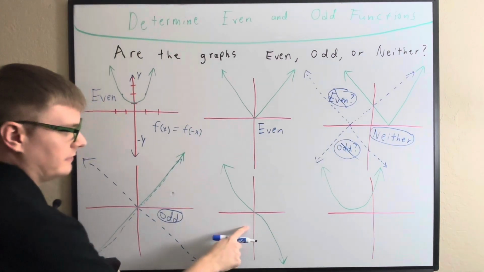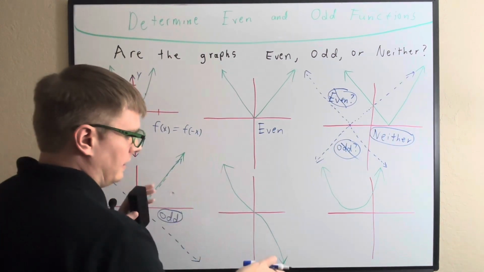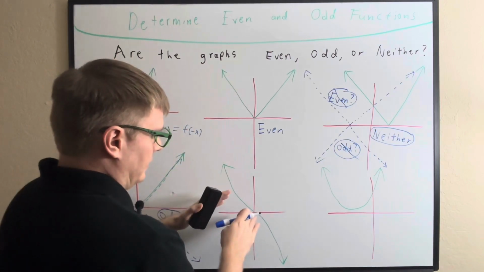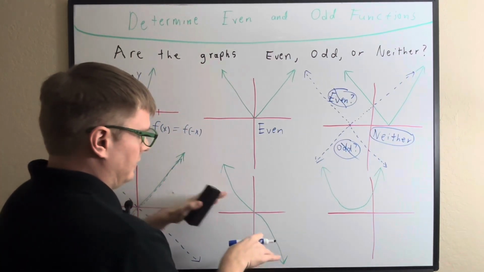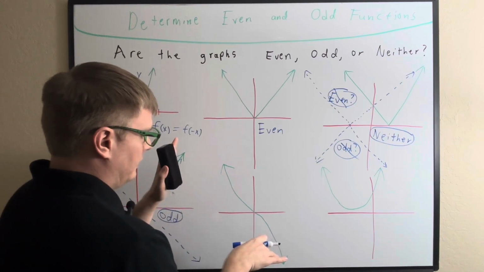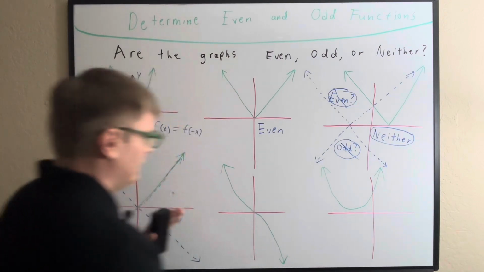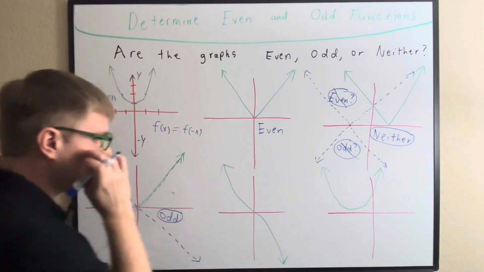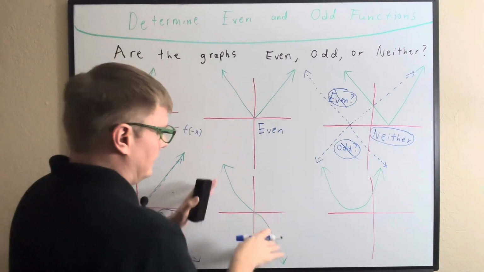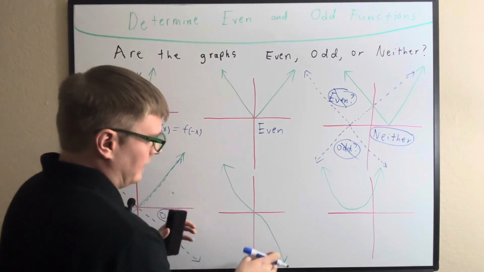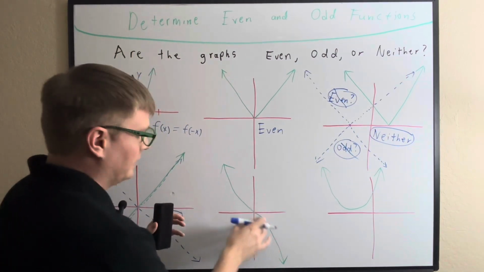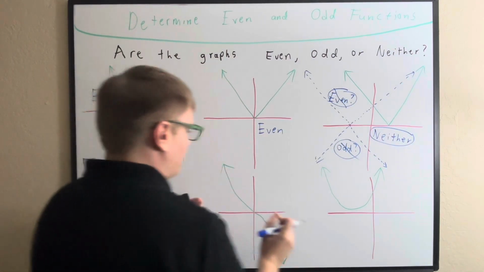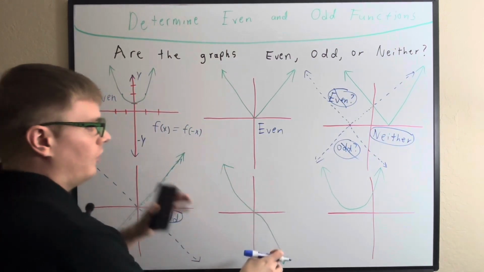Same with this one. This is an x cubed kind of graph. See, it's going up one direction and down the other direction. That's kind of a good rule. That means it's odd, usually. But it needs to be symmetrical. Now, my drawing is crude, but just take my word for it. It's symmetrical across the origin.